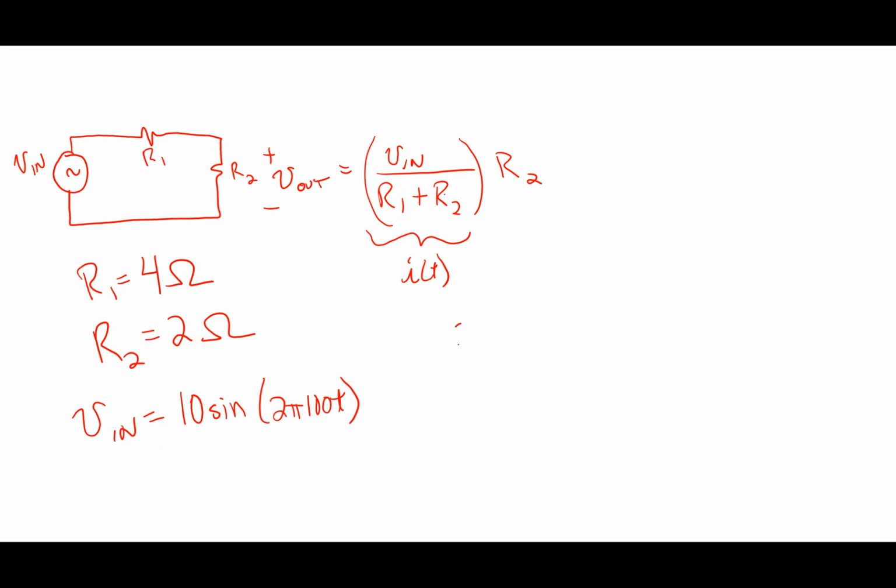So I basically have 2/6, if I do the math, right? 2 plus 4, and this is 2. So that says V out is 2/6 of 10 times sine 2 pi 100t. You guys follow how I plugged in numbers and just got to that? All right, so what does this guy look like?